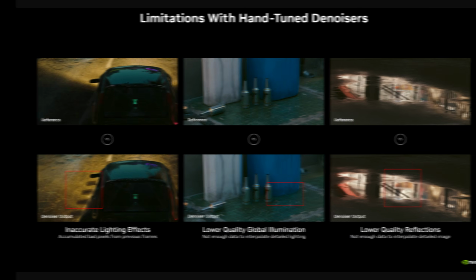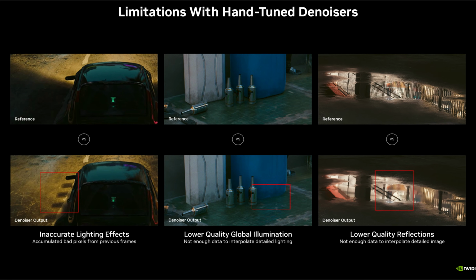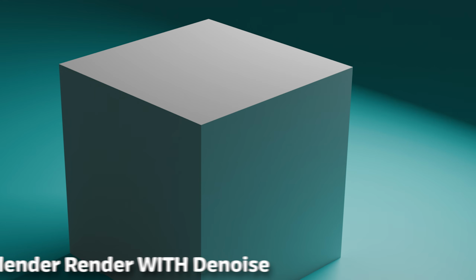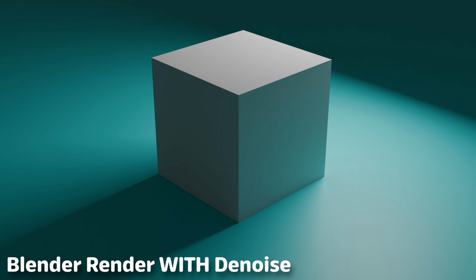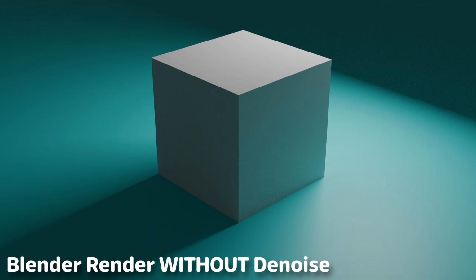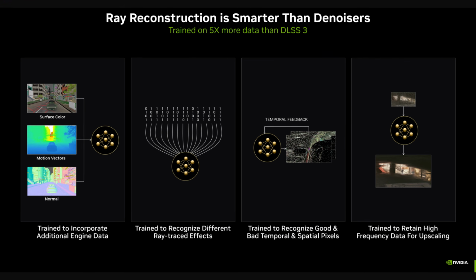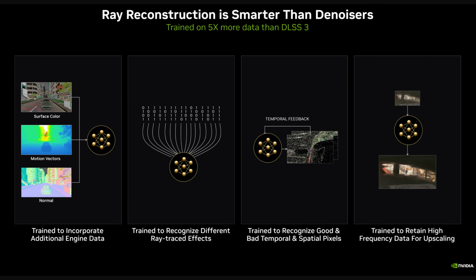Normally, ray tracing is very noisy. To keep games playable, you can only have a limited number of rays per pixel. And to fix that noise, you need something called a denoiser. These are usually hand-tuned, and while they do help, they're not perfect. Ray reconstruction aims to change that. It uses machine learning trained specifically on ray trace data to clean up the image in a much more efficient way.